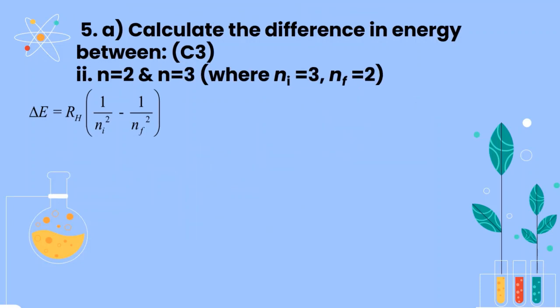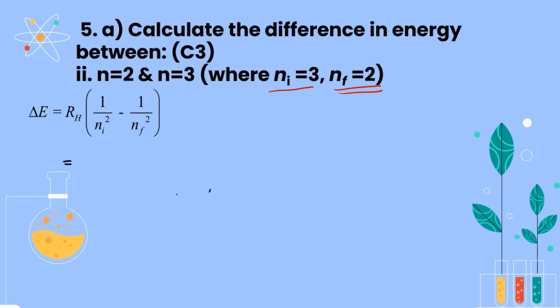So for the next question, the question asks you to calculate the difference in energy between n equals 2 and n equals 3. It is stated here that n initial is 3, whereas n final is 2. That means your electron moves from energy level 3 to energy level 2. Using just the same formula, you just have to substitute the values into the formula.